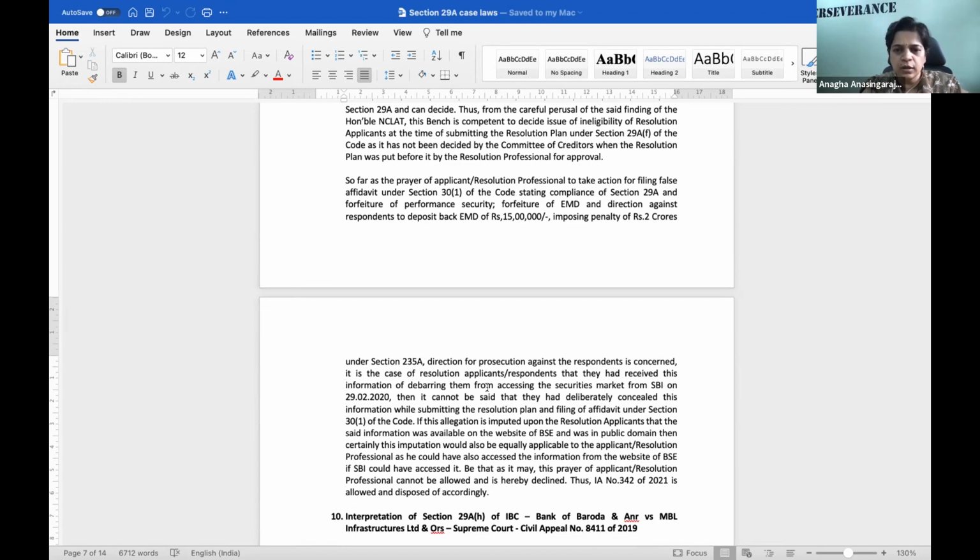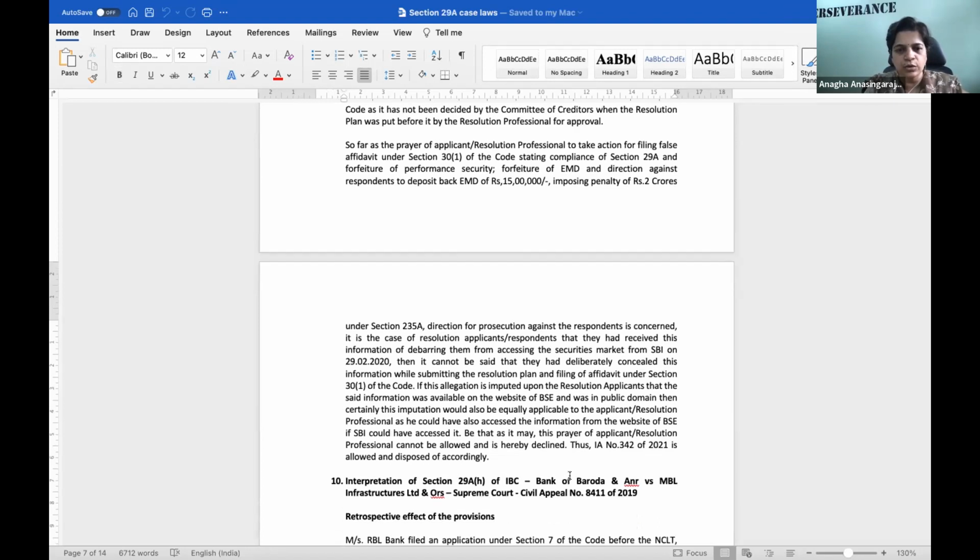So here the bench has said that if the RP himself has failed in his duty, then it is not proper for him to ask for all these prayers, because all these actions can be initiated against him also, since he had access to that particular information. So based on this, the prayer was not allowed, and no other action was also taken, but this particular applicant was held to be ineligible.